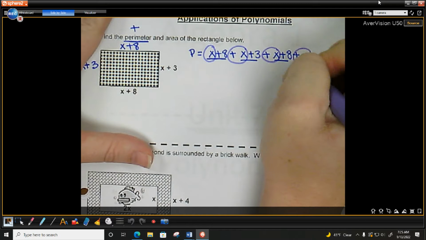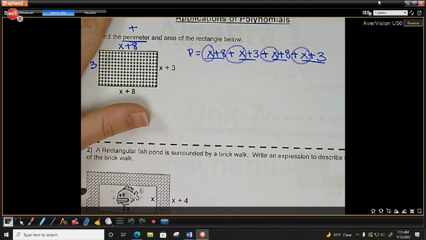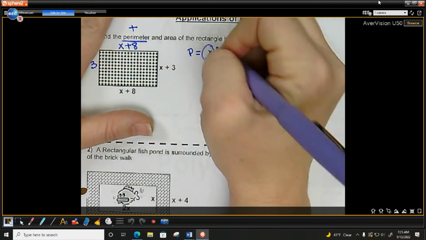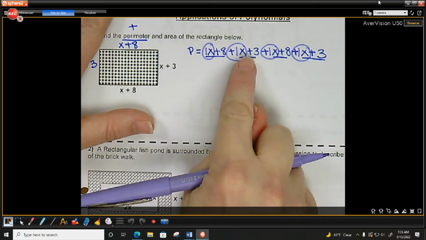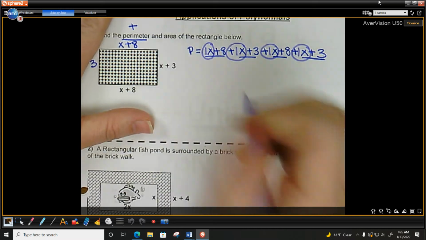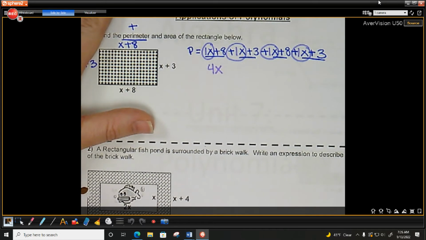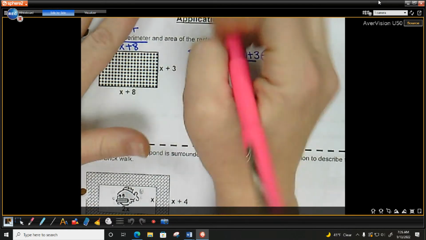Plus x, plus x. Do any of those x's have a coefficient written? No, so they all have an understood coefficient of 1. Good job. So I'm going to put 1s there just to help me. So what's 1x plus 1x plus 1x plus 1x? I have 4 x's. Does that become x to the 4th? No, because when we add and subtract, exponents don't change.